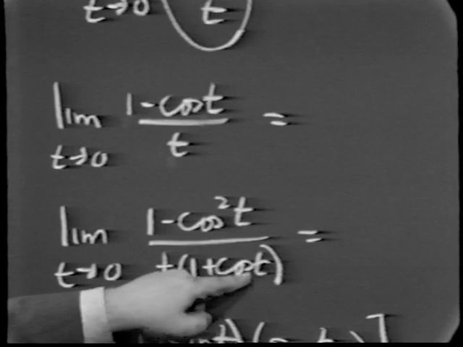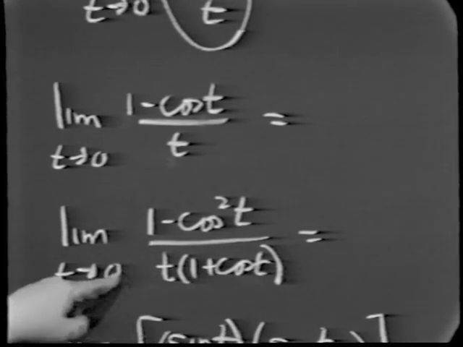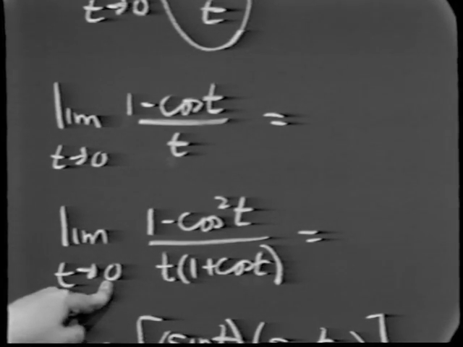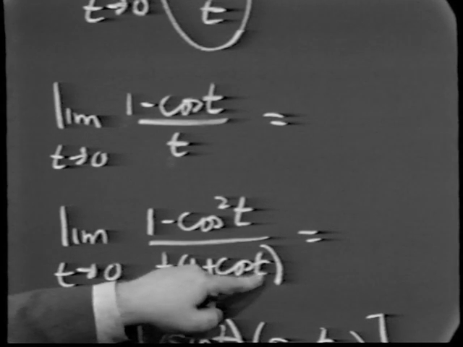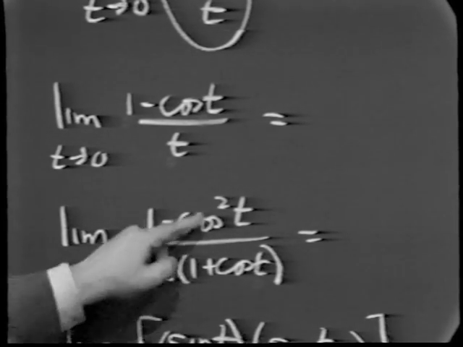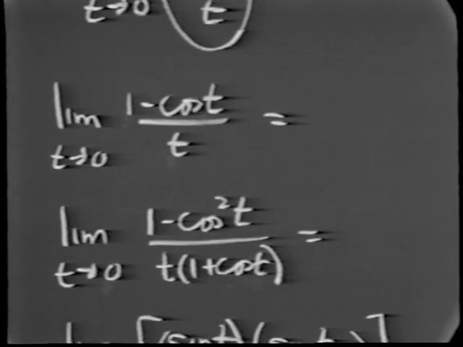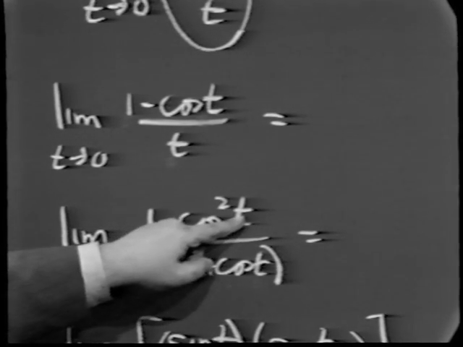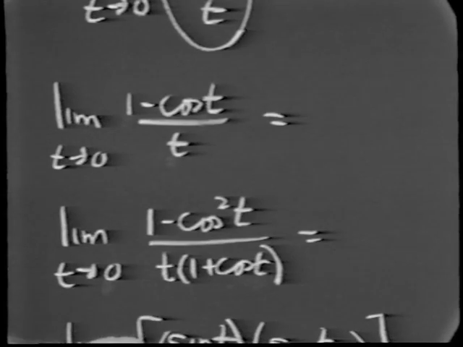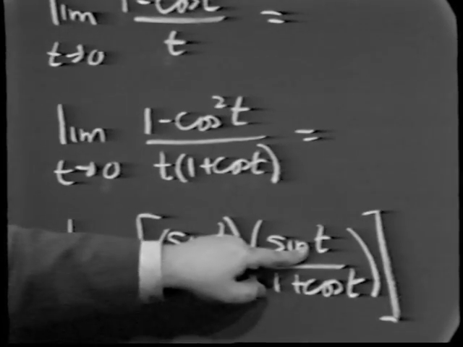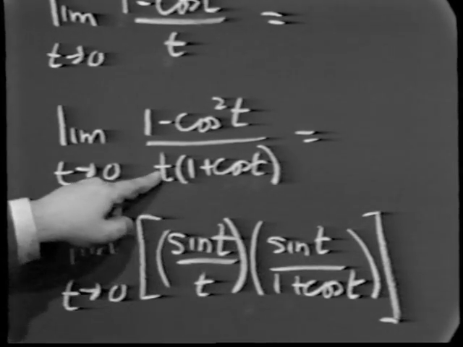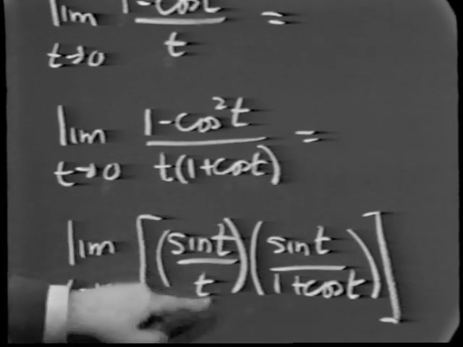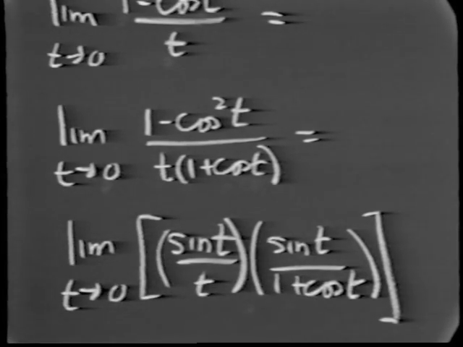Notice that cosine t is not 0 in a neighborhood of t equals 0. See, cosine t behaves like 1 when t is near 0. So this is a permissible step in this particular problem. The point is, we now factor 1 minus cosine squared t as sine t times sine t. See, that's sine squared t. We break up our expression, t times 1 plus cosine t, this way.